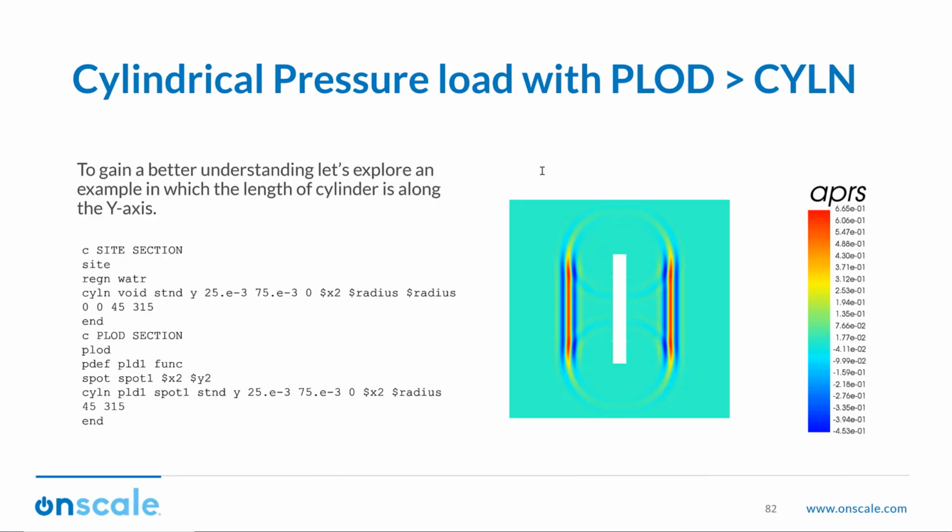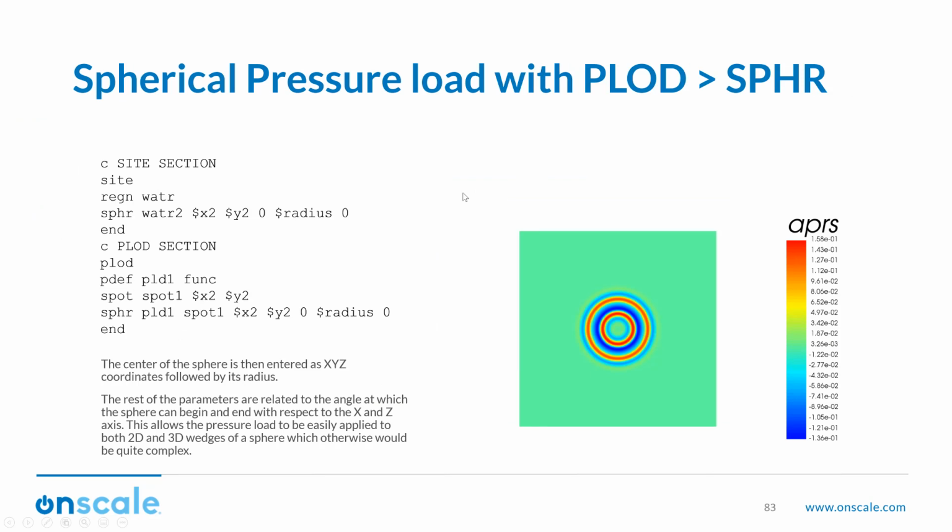Okay, so now let's look at another type of pressure load, which is a spherical pressure load. So this time it's PLOD-SPHR, like a sphere, which is used. So it could be used like the circle or the first example I show you to generate a round like this, except that it allows you to do some more complex shapes, because it can be also parameterized by different kind of angles. So to generate 2D or 3D wedges of a sphere that would be otherwise quite complex to model. So if you want to use this, the same in the side section, you use a sphere to create the geometry of the sphere, and in the plot section you use again a sphere.